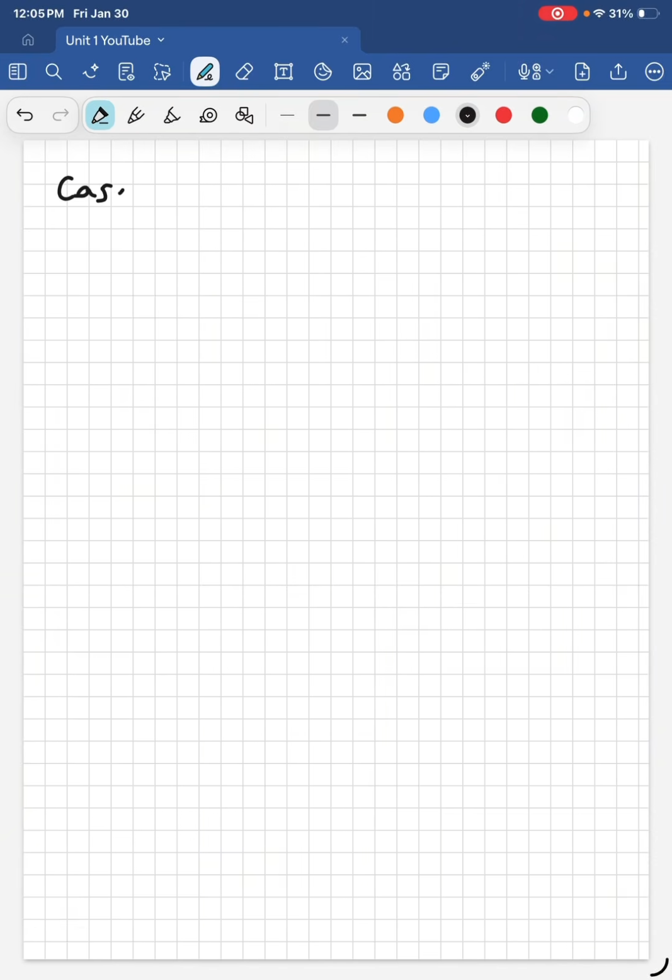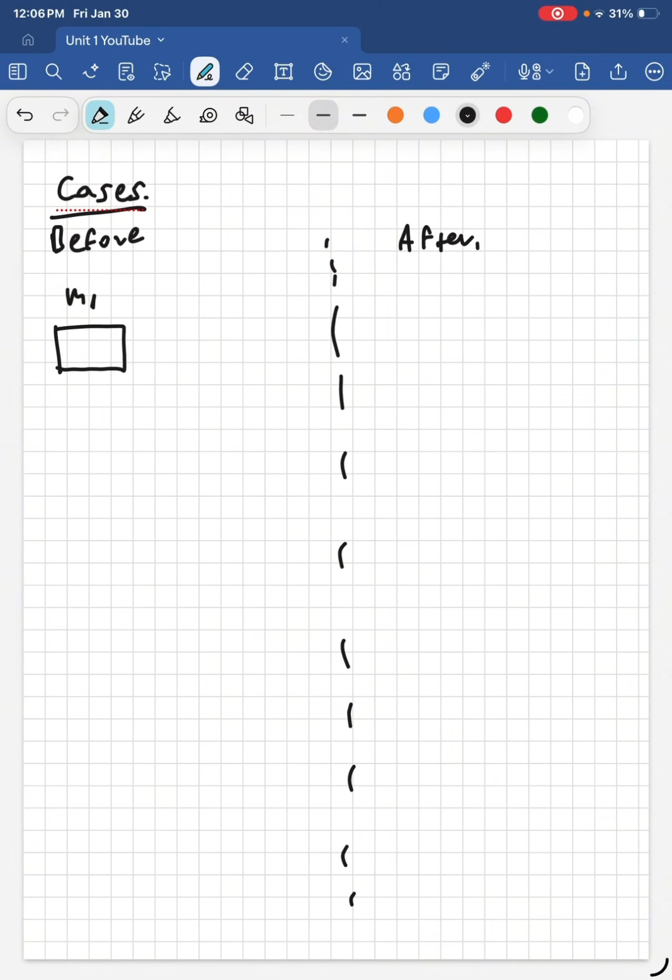So let's talk about common cases of conservation of momentum. We will break the screen into before and after. So maybe we have a mass M1 with velocity U1 and a mass M2 with velocity U2. So the velocity of the second object is not 0. We have U1 here and U2 here. And obviously for a collision to happen, U1 has to be larger than U2.